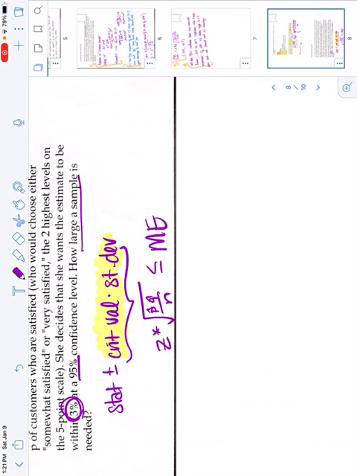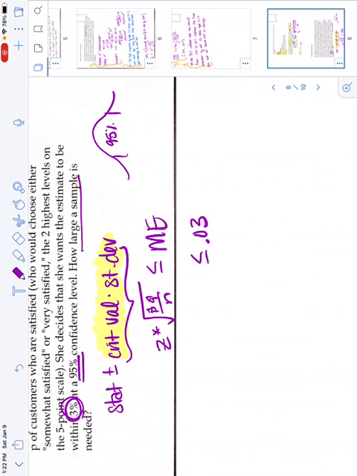So she's telling me that she wants it to be within 3%. So I know my margin of error has to be less than or equal to 0.03. I want to be 95% confident. I'm going to come over here and draw my 95%.